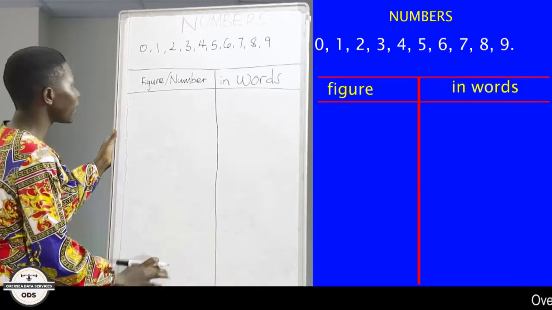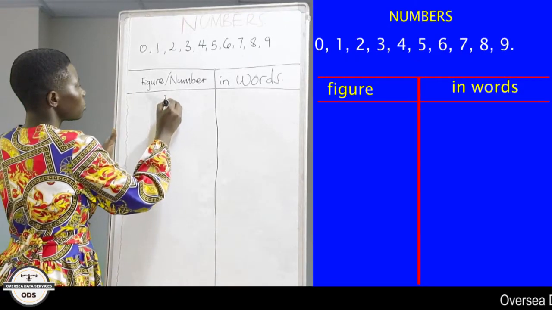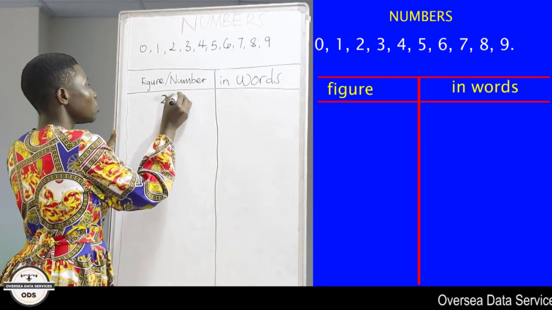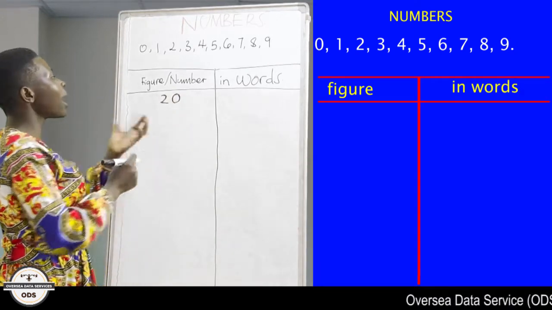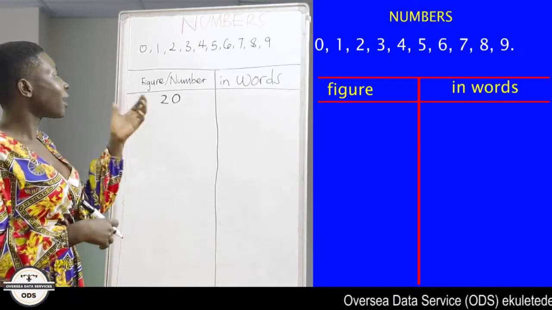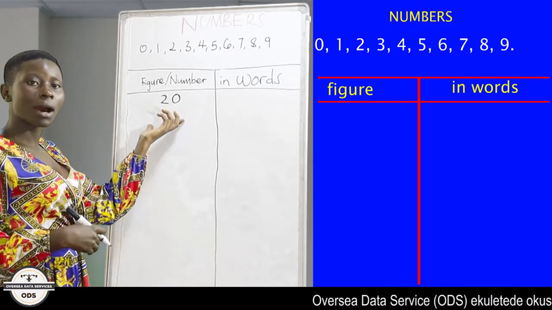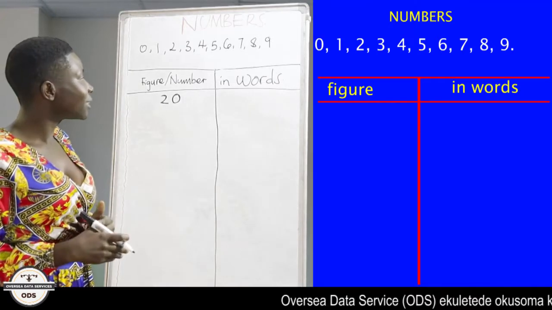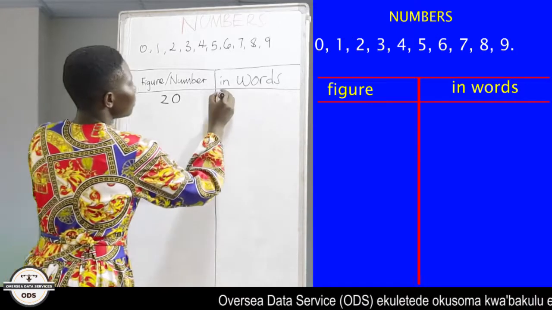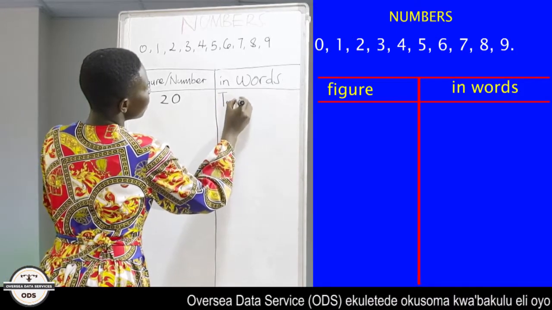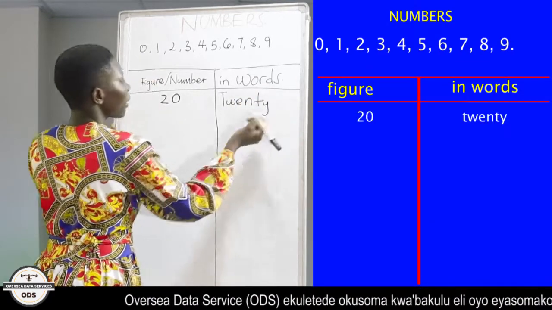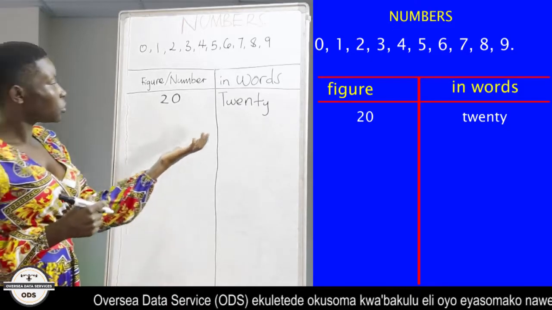We ended on 19. Now number 20. We write 20 as 2, 0. This is number makumi abiri, 2 and 0, and we read this one as number 20 in English. And how can we write 20 in words? It is TWENTY. That is number 20.